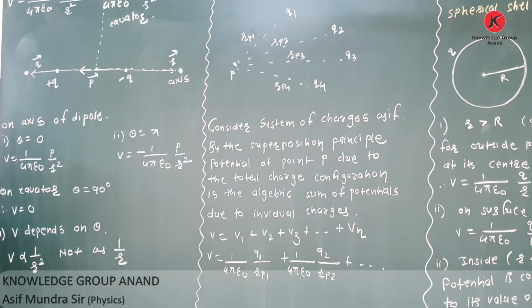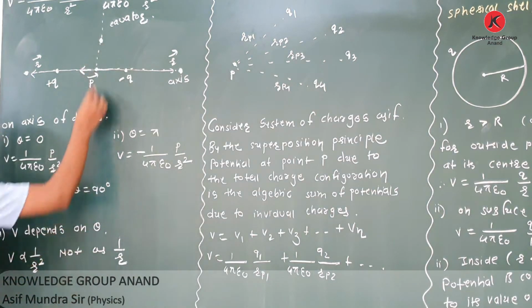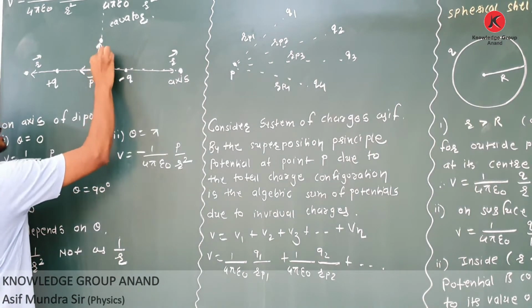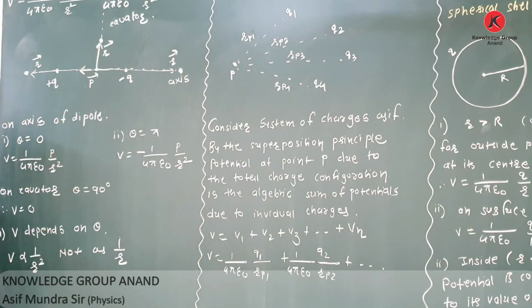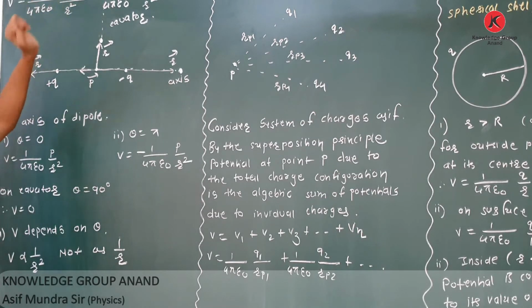Now what is potential on the equator? See, if I take one point here on the equator, then from the center its position vector is in this direction. So R and P are perpendicular to each other. From the figure it is very clear. So on the equator, theta is equal to 90 and cos 90 is equal to 0. So potential is equal to 0. See, for each and every point on the equator, potential is 0. Two points you have to remember.